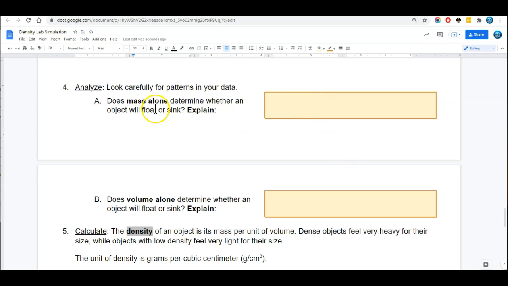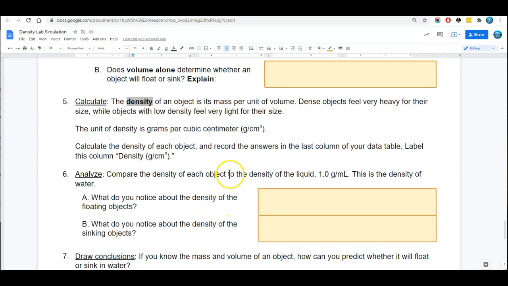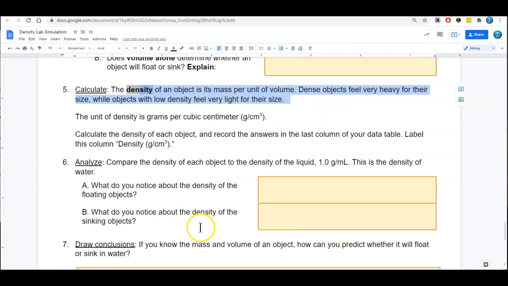Can you tell if it's going to float or sink based on mass alone? No, you can't, because you need the volume to figure out its density. Can you tell based on volume alone how big or small it is? No, because you need the mass in order to find the density. This one, people are asking about this. Don't worry about it. It's not in yellow, so you skip.